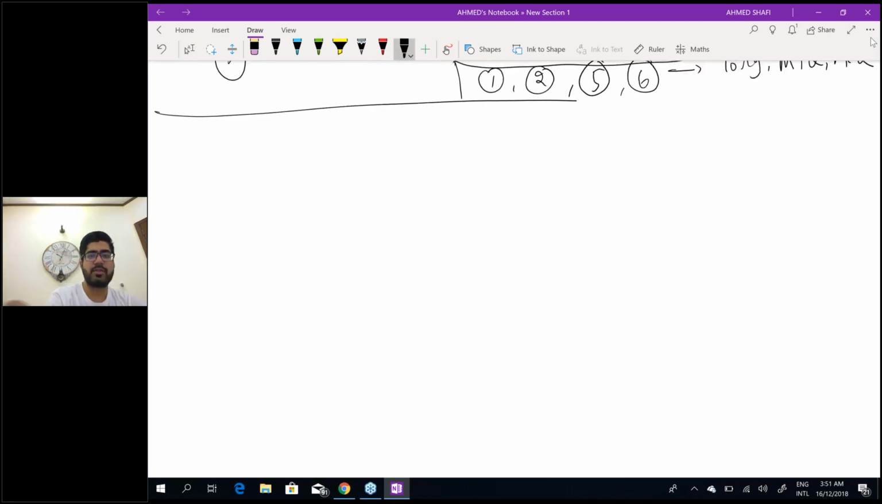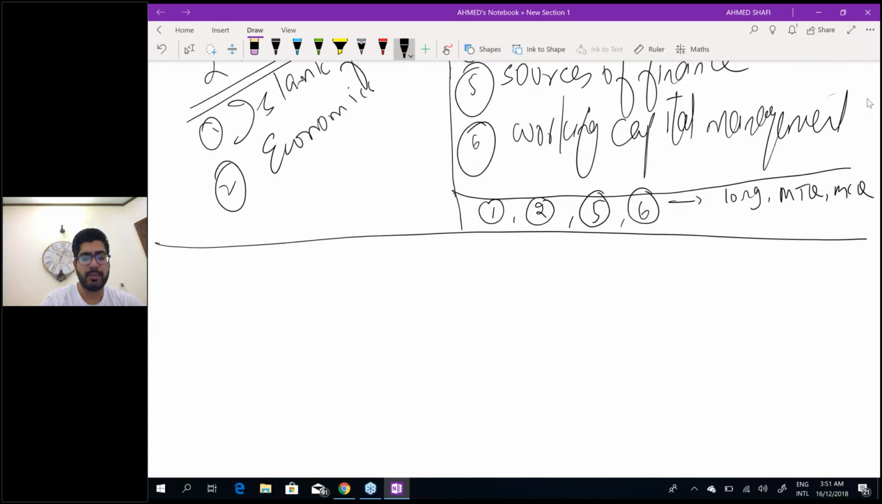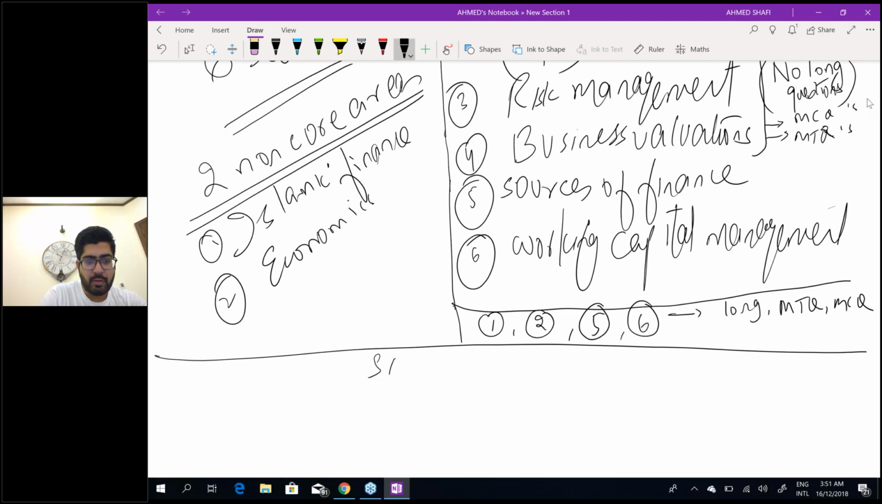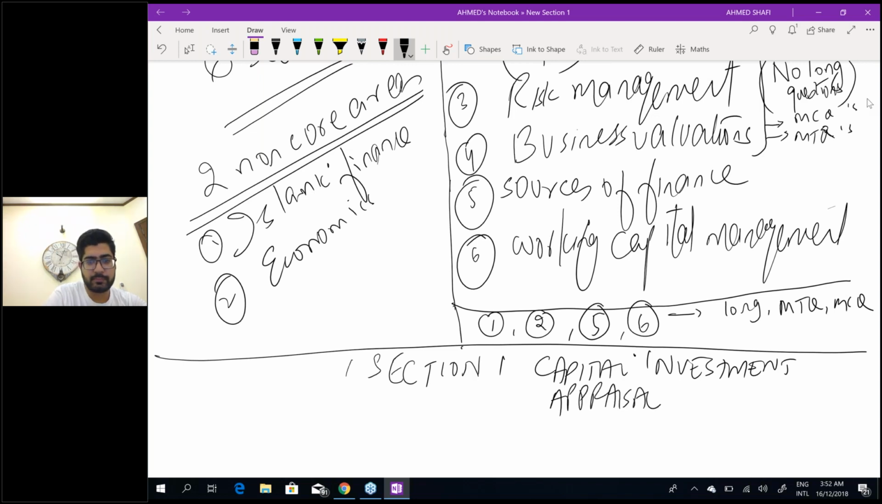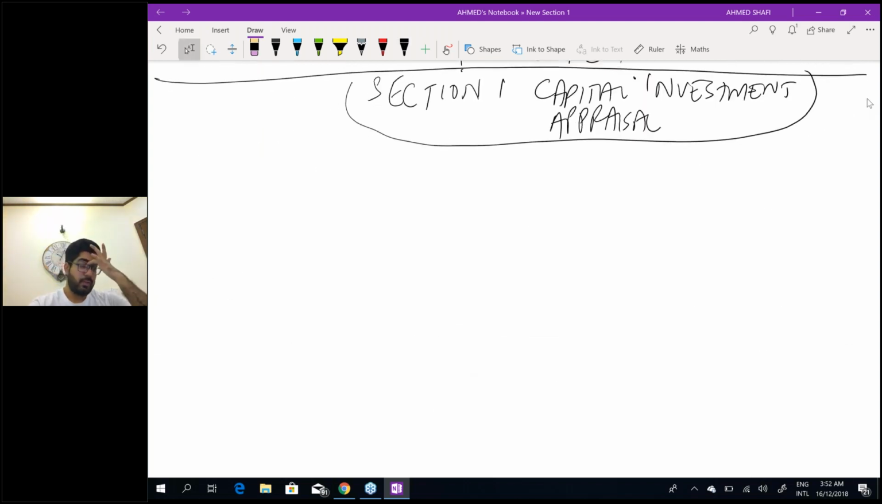Okay, so after all of this discussion, if you want to copy, you can quickly copy. We will be starting our studies from section 1, which is capital investment appraisal. So the first section we are planning to do is capital investment appraisal. It's the longest section of F9.